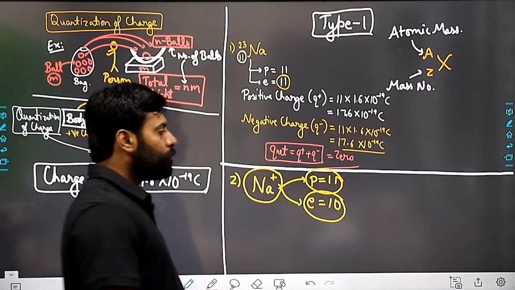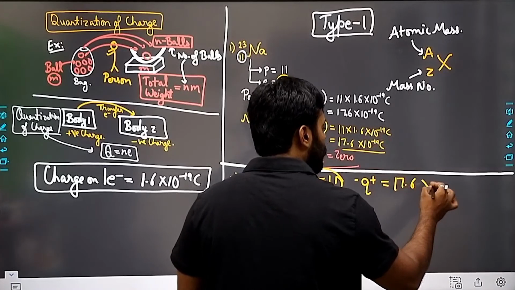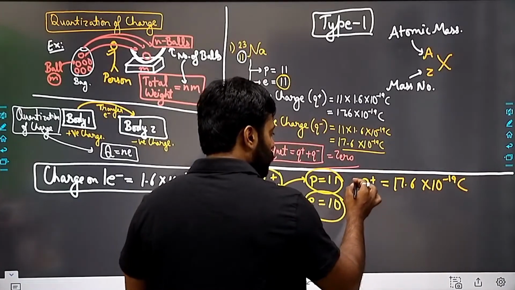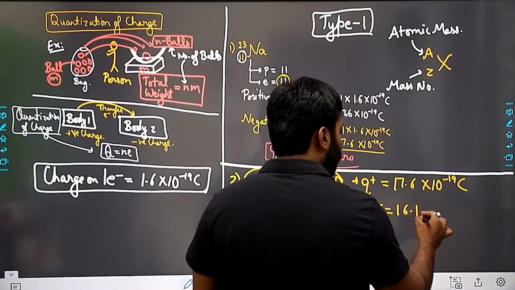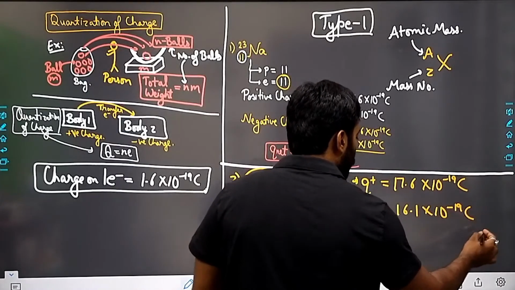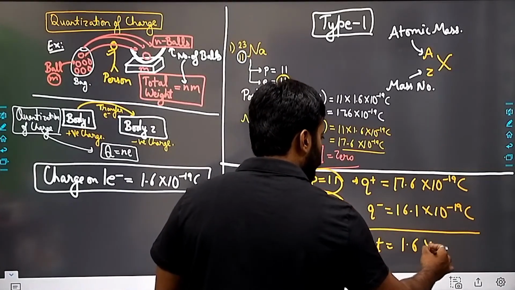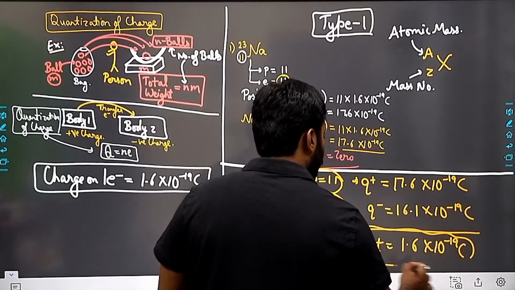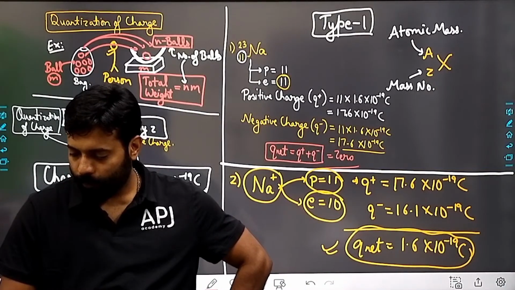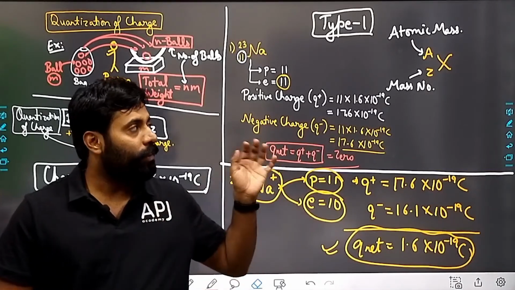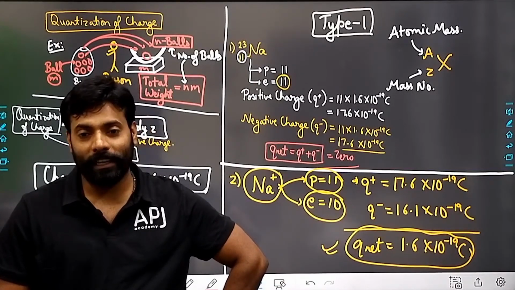Na plus. So the positive charge, I can say Q plus will be equal to 11 into 1.6 into 10 to the power of minus 19 coulomb, but Q minus will be 10 into 1.6 into 10 to the power of minus 19 coulomb. So I can say that Qnet will be equal to 1.6 into 10 to the power of minus 19. How many of you get this? Is it clear, my dear? This is the first type of question based on the quantization of charge. If this is clear to you, we can move forward to the next part.